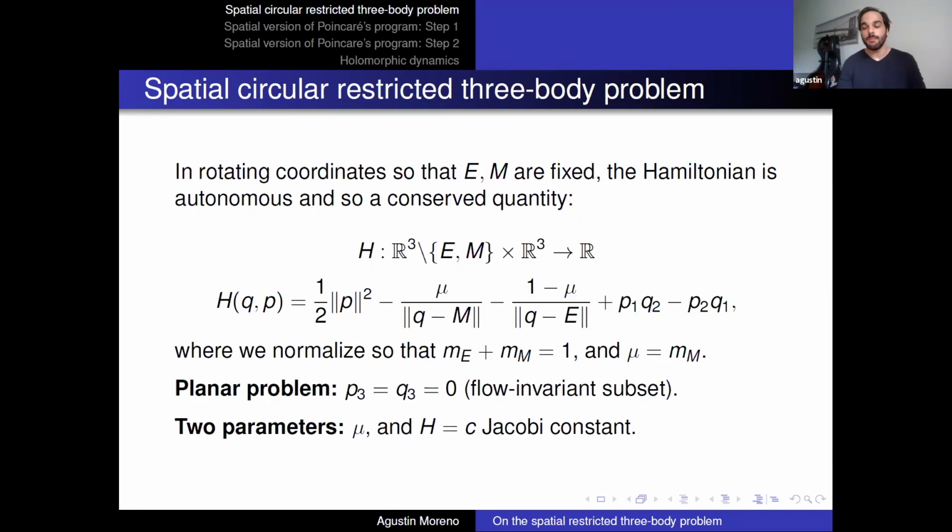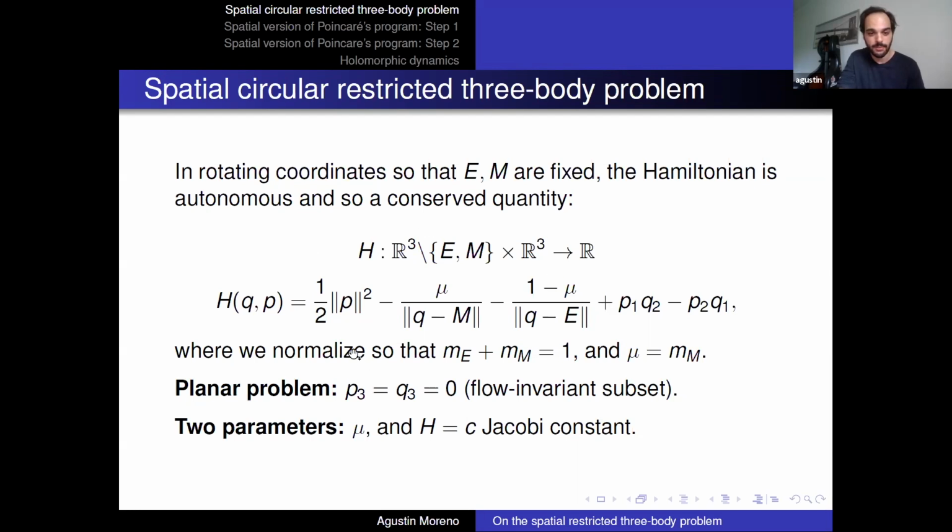So this is a Hamiltonian problem. Because of the assumption that we made on the Earth and the Moon, that they're rotating in circles, we can actually choose coordinates which accompany that rotation in such a way that now they become fixed. The gain for us is that the Hamiltonian becomes autonomous. So in particular, it is a conserved quantity of the motion. And you can actually write it down explicitly.